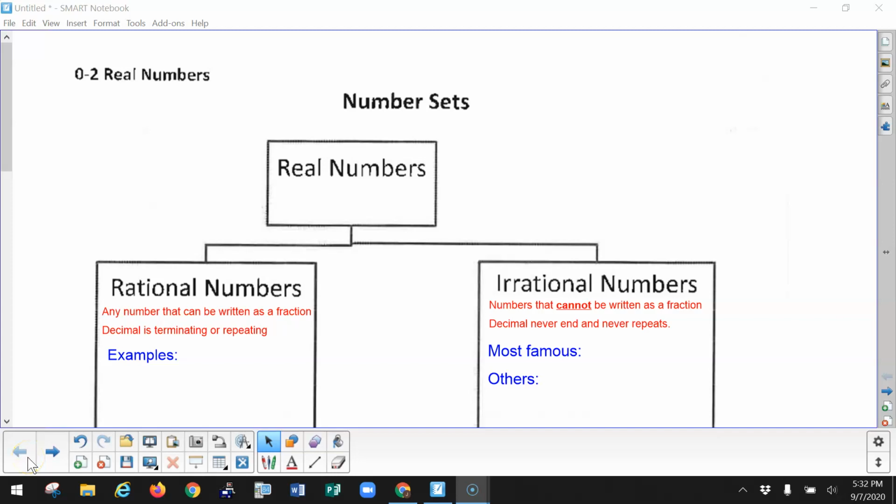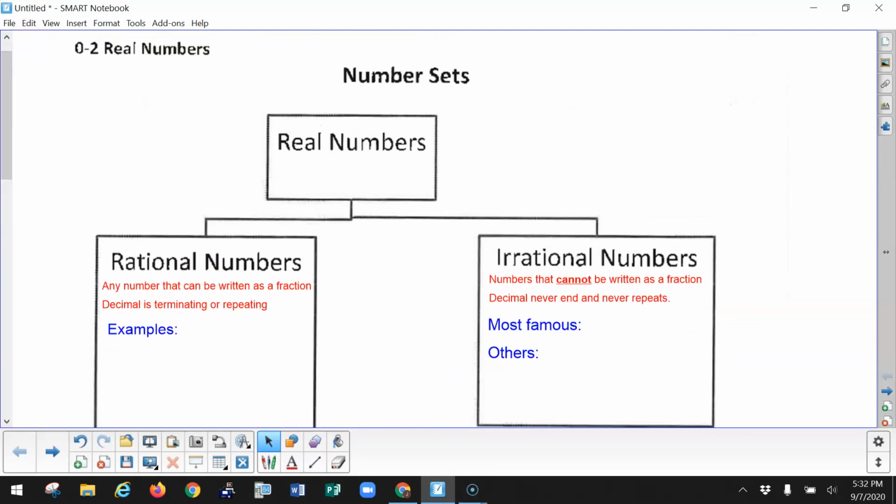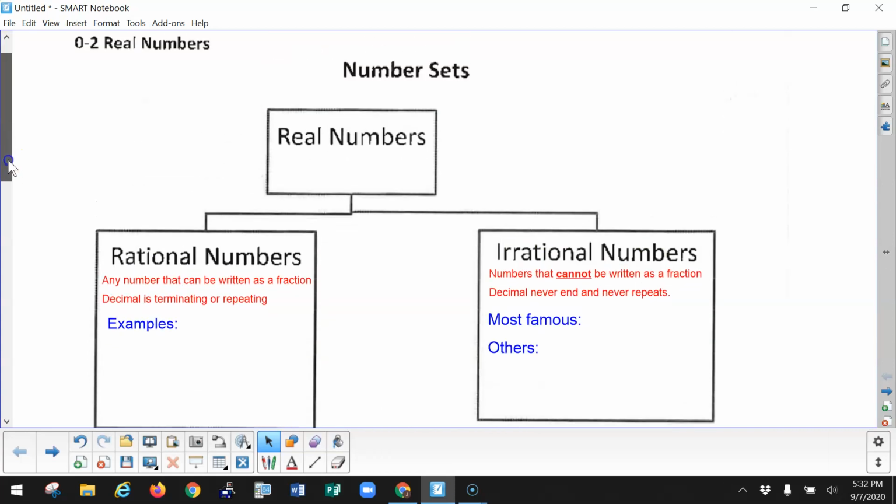These are the notes for Algebra 1A, Section 02. We are going to talk about number sets, in particular the real number system. So we have real numbers and we have imaginary numbers. Imaginary numbers are something that you will learn about when you get into Algebra 2. So for now, we're going to just talk about the real number system.